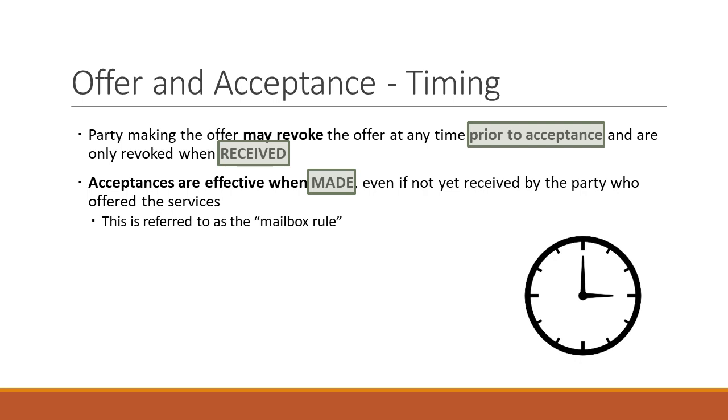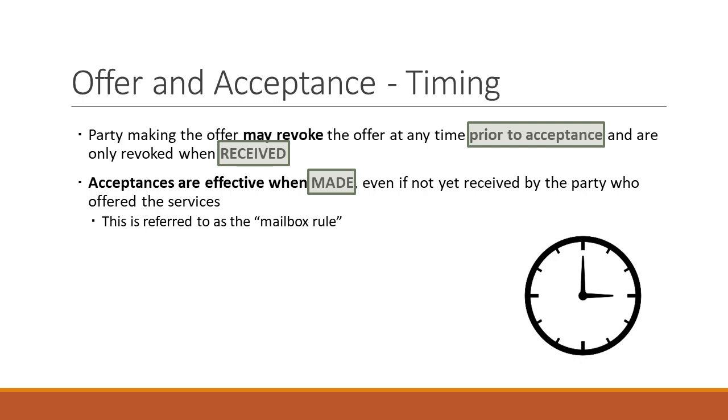Even though the homeowner received the offer on the 4th and you mailed your revocation on the 5th and the homeowner didn't accept till the 6th, if the revocation didn't arrive by the 6th, the acceptance of the offer was good when it was made on the 6th. So it's effective when made, but not when received. So they're backwards, or opposite, I guess is the way you say it.